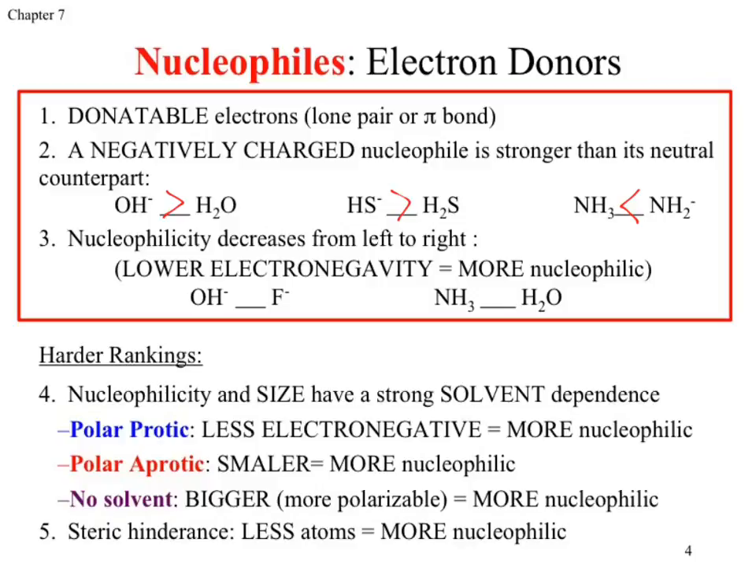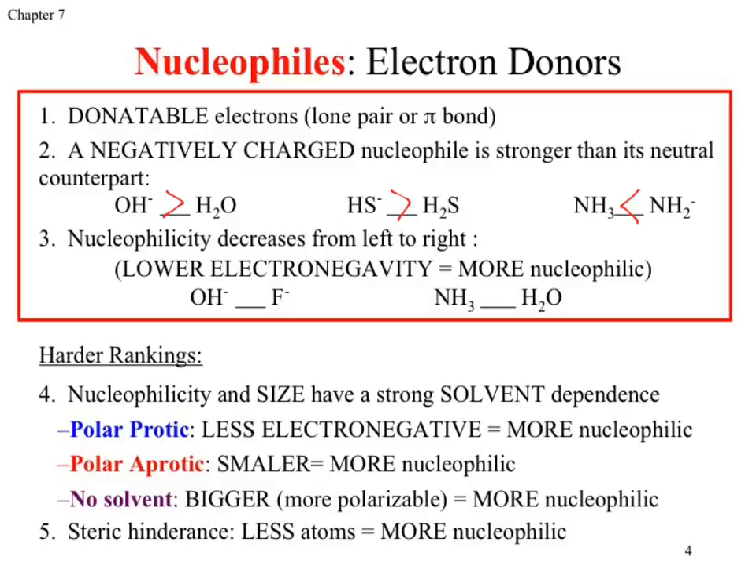What happens when we deal with size? So when we look within a row, we have an electronegativity difference, but we also have a size difference. And we're trying to compare which one trumps, size or electronegativity.